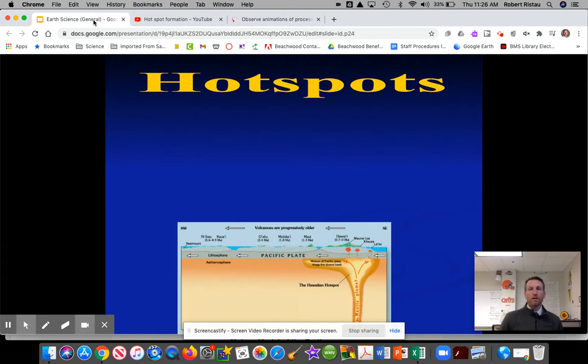Now, hotspots are not caused by plate movements, right? Notice we haven't talked about them yet. So there hasn't been a hotspot as an effect of any type of plate movement, because that's not what's causing the hotspot. But plate movement does have a role to play in this. And so let's go through and talk about it.